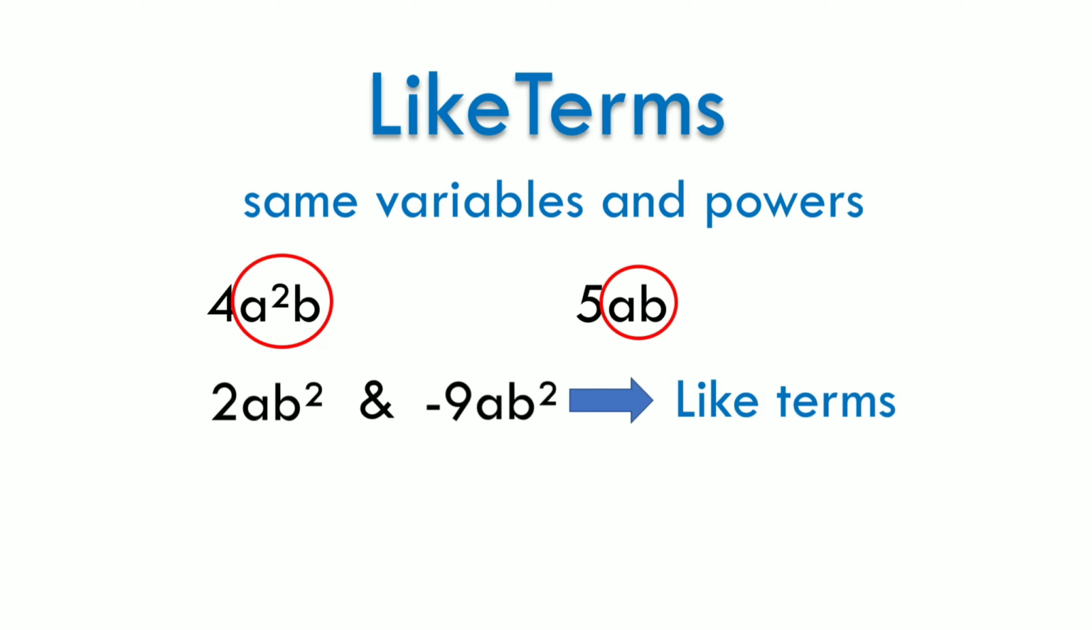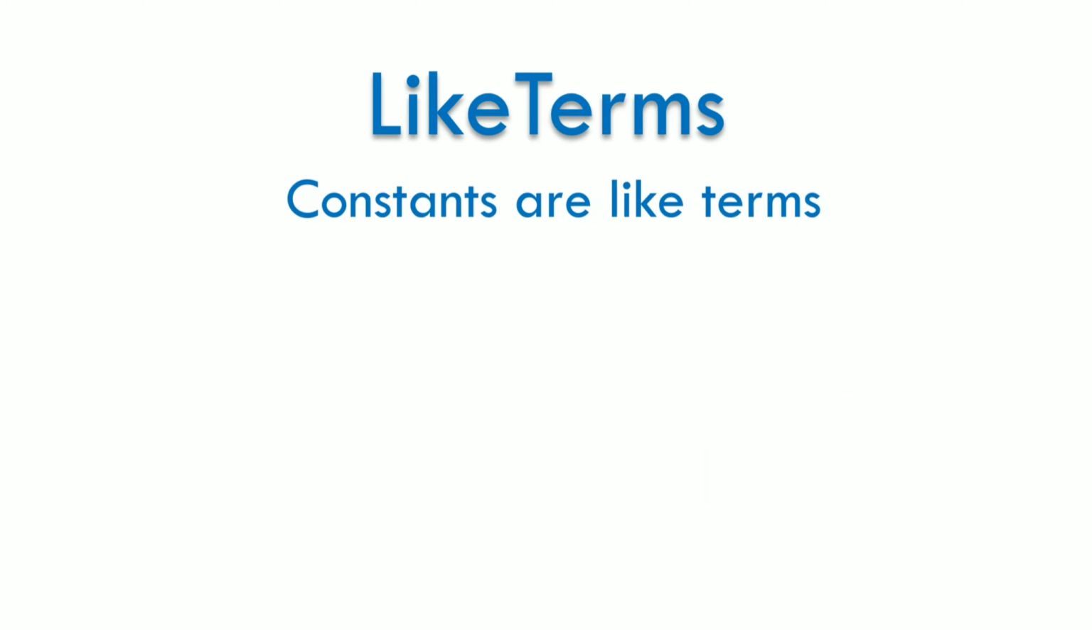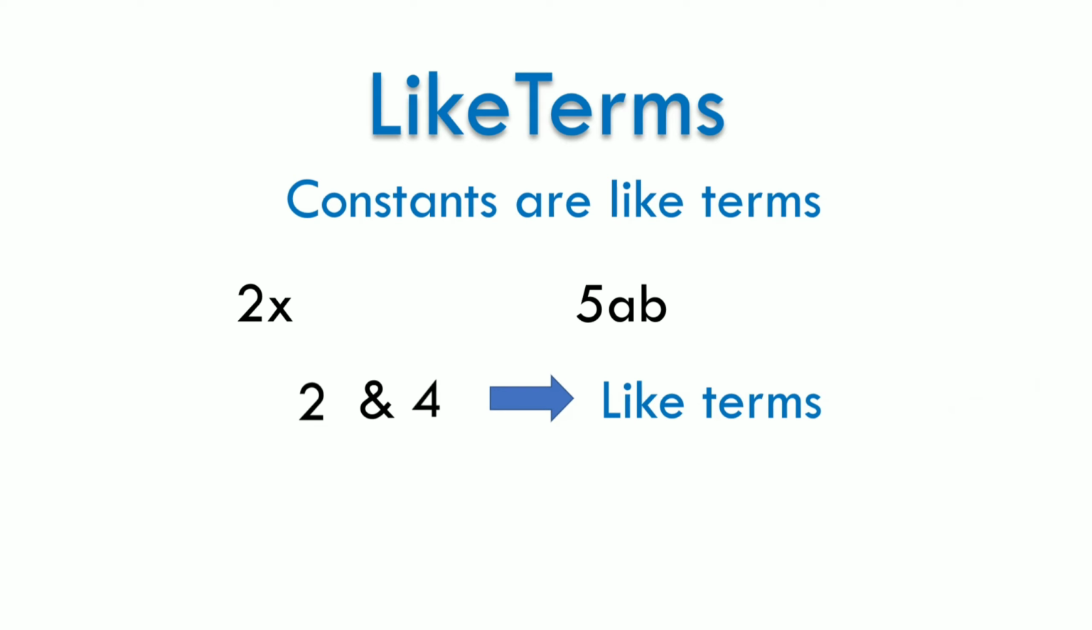Now, the other two terms have the same variables, a and b, but their exponent is not the same, so they are not like terms. Also, constants are like terms. So in this example, 2 and 4 are constants, therefore, they are considered like terms. The other two terms are not like terms because their variable is different.